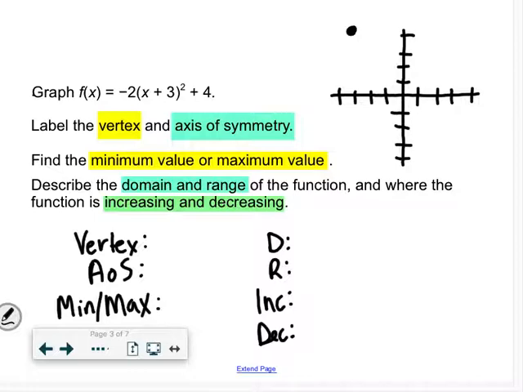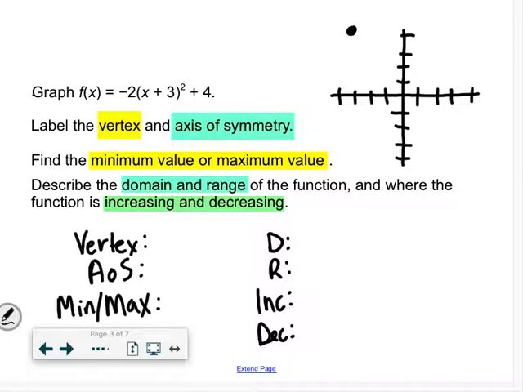Okay. So one question that you've been practicing in the chapter 1 stuff is stating all the transformations. So if you look at that, there's 4 transformations. Can we list them out? Reflection in the x-axis. What else happens? Left 3. Up 4. What's that 2 doing out front? Vertical stretch of 2.